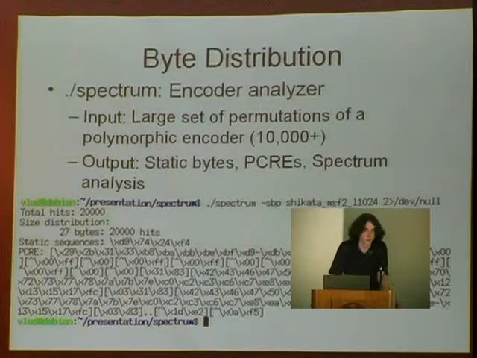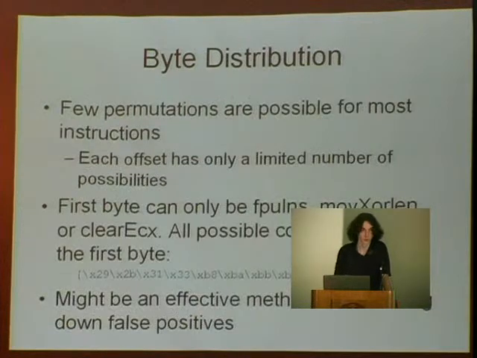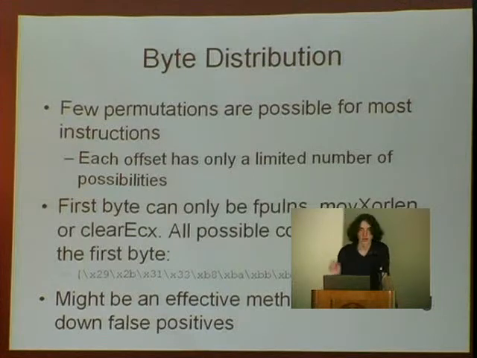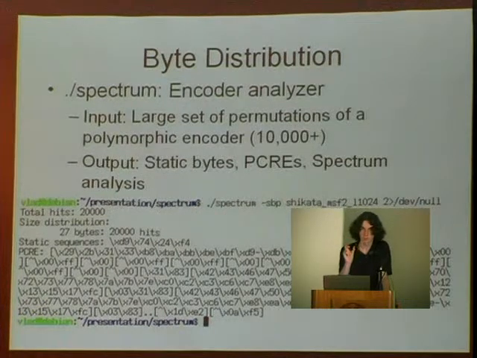All right, so what if you have a large set of these polymorphic encoders? What can you really glean from this? Well, you can look at every single one, and you can figure out the static bytes occurring in every single one. You can also build the PCREs, or the Perl regular expressions, as I did here, that one down below, for every single byte offset. You can essentially look at the byte distribution. You can look at the bytes that are going to happen at every single byte offset in the encoder.